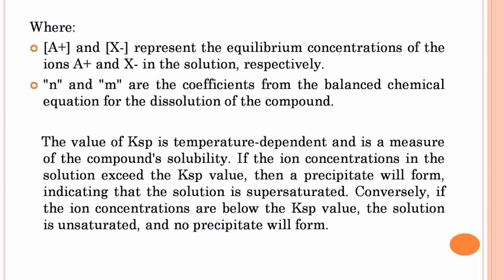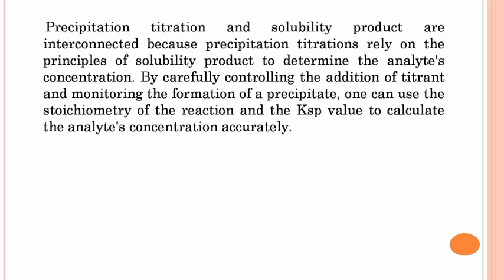If the ion concentrations in the solution exceed the Ksp value, then a precipitate will form, indicating that the solution is supersaturated. Conversely, if the ion concentrations are below the Ksp value, the solution is unsaturated, and no precipitate will form. Precipitation titration and solubility product are interconnected because precipitation titrations rely on the principles of solubility product to determine the analyte's concentration. By carefully controlling the addition of titrant and monitoring the formation of a precipitate, one can use the stoichiometry of the reaction and the Ksp value to calculate the analyte's concentration accurately.